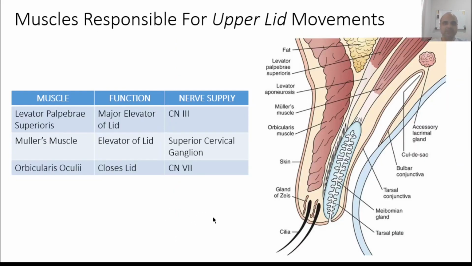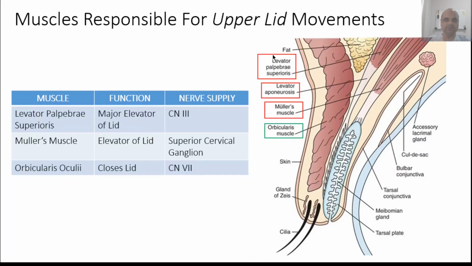This is the structure of the upper lid, and we have seen this picture before. We were talking about ptosis, and I believe also when we were talking about ocular surface and lid anomalies. The area of interest today is Muller's muscle, which is an elevator of the lid. It is a muscle that's driven by the sympathetic system, and it helps to provide a little bit of elevation, or sort of minor elevation, to the upper lid.